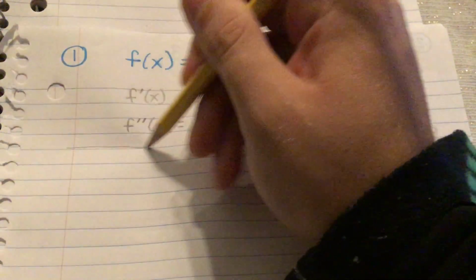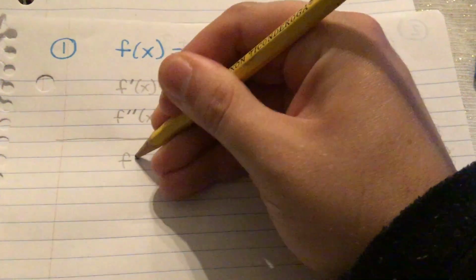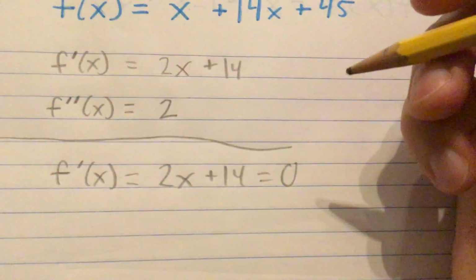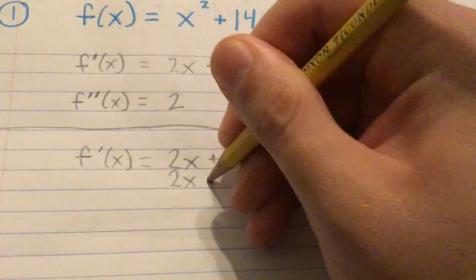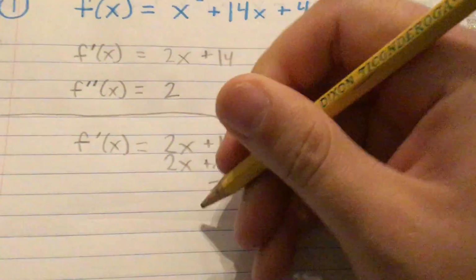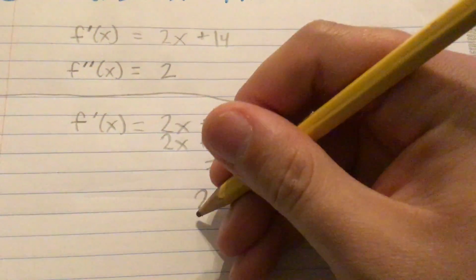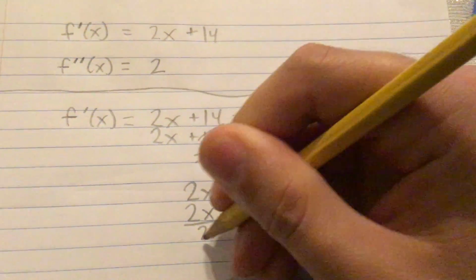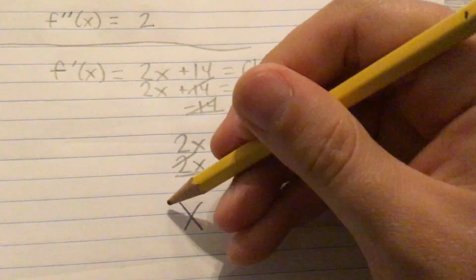So now, what do we do? Well, step 1, once we've labeled our velocity and our acceleration, f prime of x, let's set it equal to 0. So now that we've got 2x plus 14 is equal to 0, solve for x. So we're going to subtract 14 from both sides, leaving me with 2x is equal to negative 14. So far, so good. And now we're going to divide both sides of the equation by 2, leaving me with x is equal to negative 7, and that's going to be my critical point.